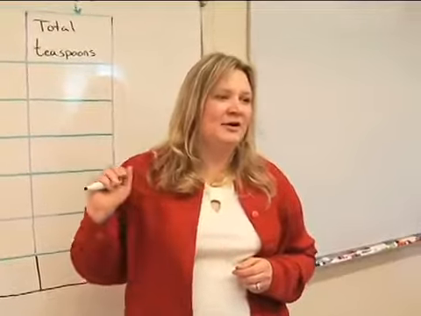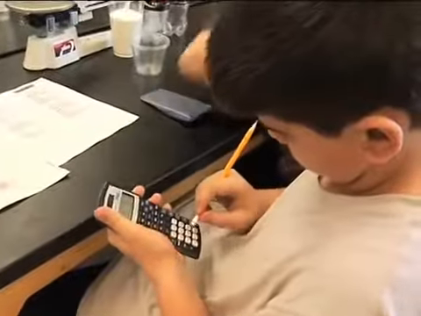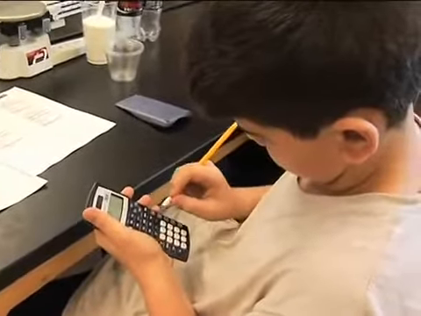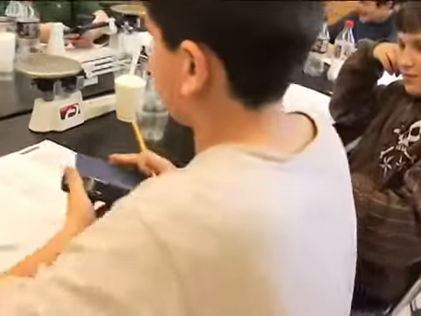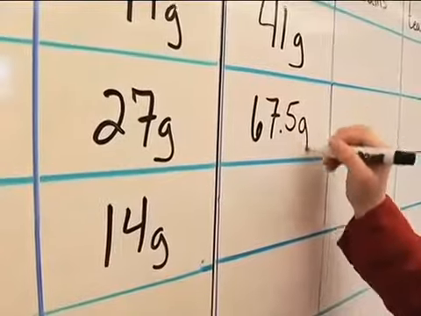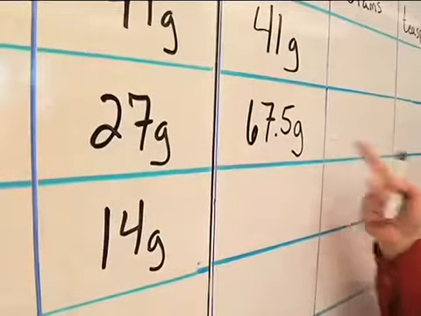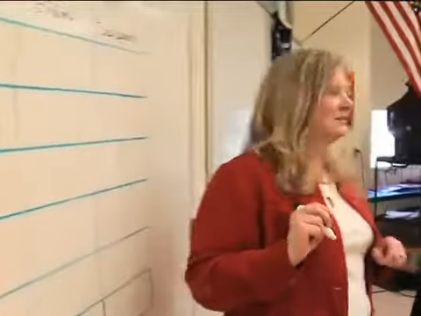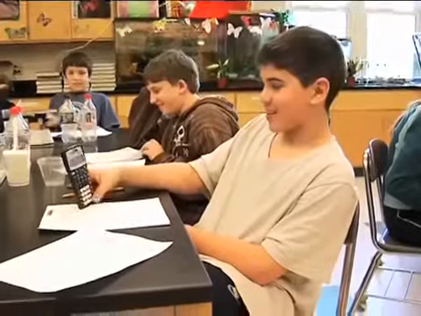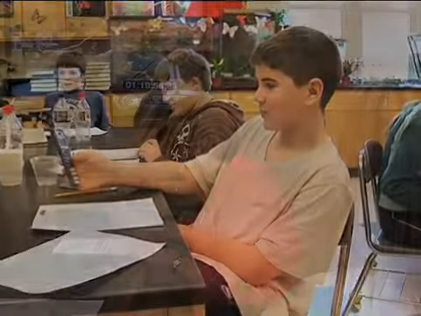Maddie, you have it figured out? What is it, hon? 67.5. 67.5? Yeah. So in a 20-ounce bottle of soda, there's 67.5 grams of sugar. That's a lot of sugar. Okay. So does everybody understand?